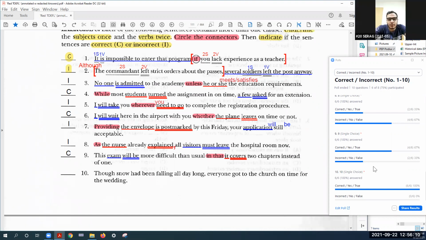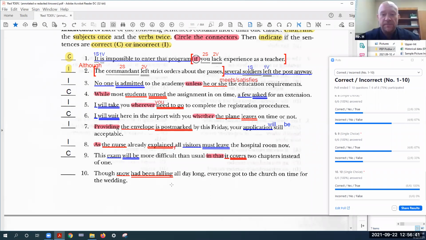Though snow had been falling all day long, everyone got to the church on time for the wedding. Where's the main clause? The main clause is everyone got to the church on time for the wedding. And the second clause, though snow had been falling all day long. So let's start with snow. What is it? Second subject. Had been falling is the second verb.